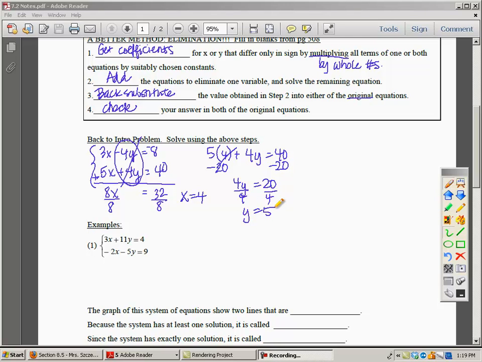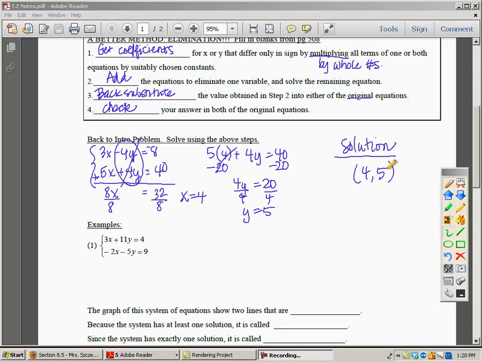Now, people have asked me, do I really have to show all of this work? And the answer is absolutely yes. We need to make sure that we see even little mathematical errors that you might make. And so by showing all your work, that does help. Now, what we're saying is we have this solution, and again, our solution is always a point of intersection, which is (4, 5).